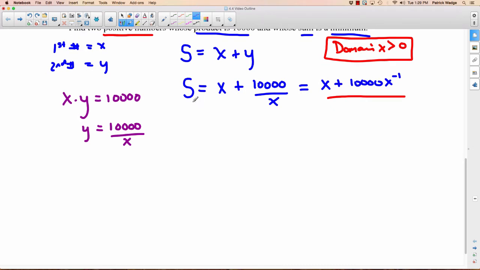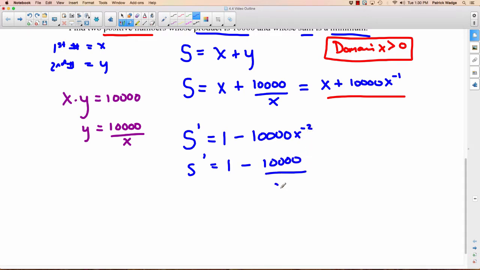We have to find, if this is what s equals, the function, we have to find out what s prime equals, the derivative. Well, the derivative of x is 1, and the derivative of 10,000 x to the negative 1? Well, the negative 1 comes down, so you have negative 1 times 10,000, so negative 10,000, and then x to the negative 1 becomes x to the negative 2. And why don't we rewrite that as 1 minus 10,000 over x squared.